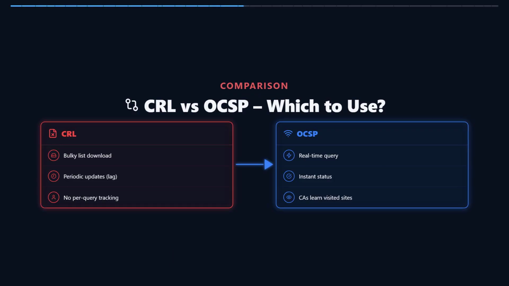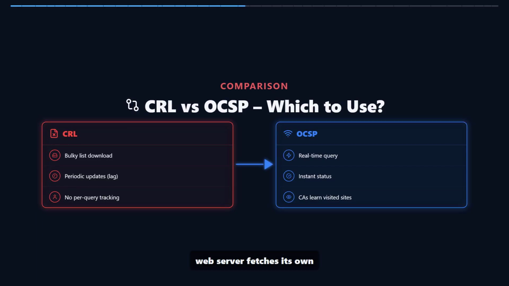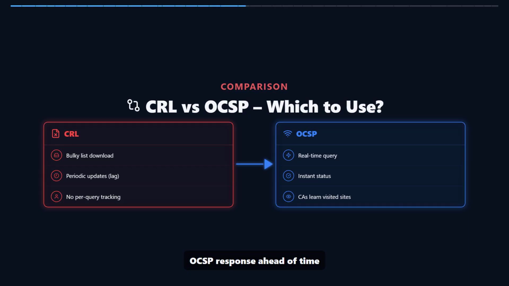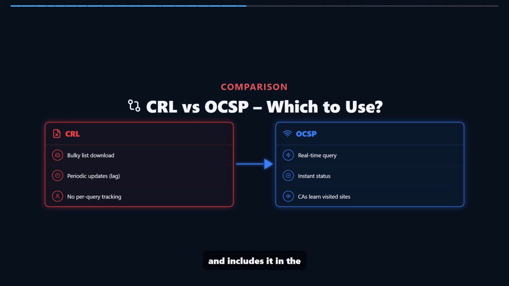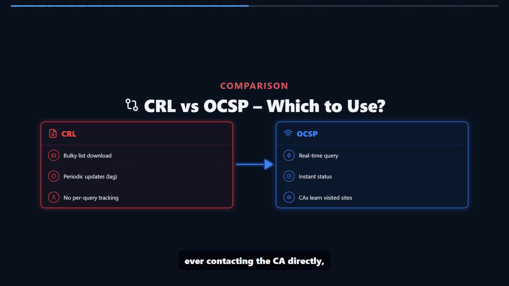One modern approach to address the privacy concern is OCSP stapling. The web server fetches its own OCSP response ahead of time and includes it in the TLS handshake. That way, the client gets revocation status without ever contacting the CA directly, reducing the privacy exposure.